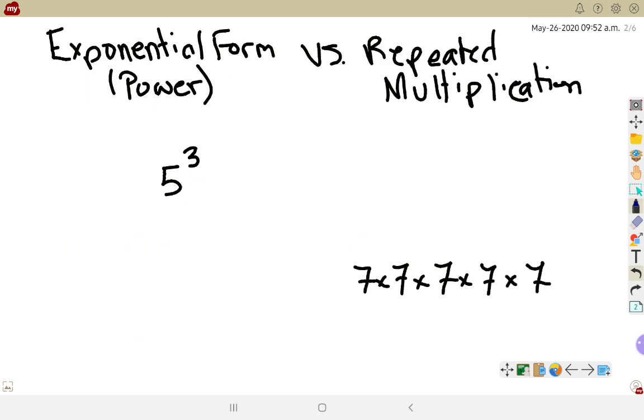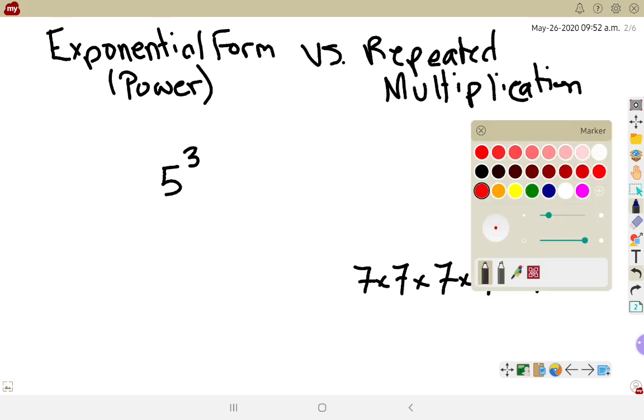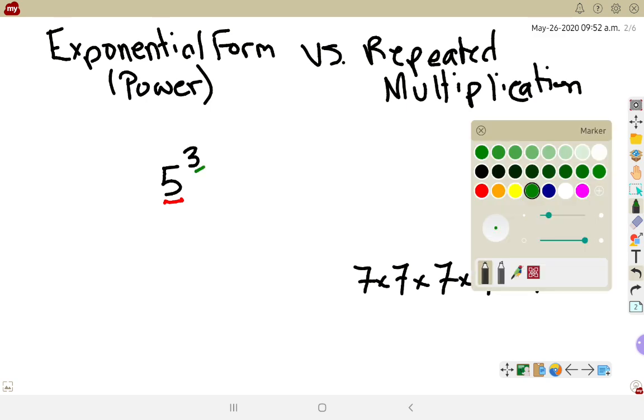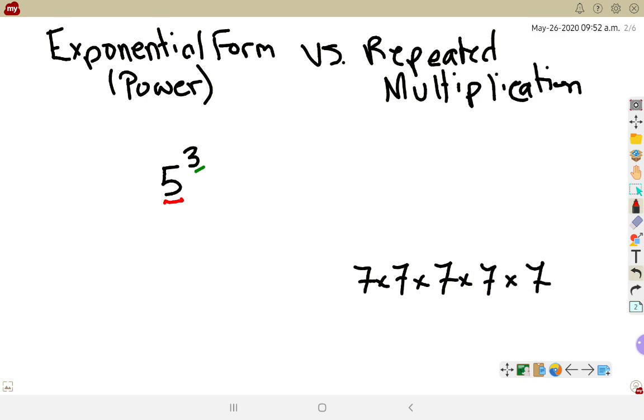So when we're talking about exponential form, here I've got that same power we had before, 5 with an exponent of 3. What that really means is this base of 5 is going to be multiplying itself, and it's going to repeat itself 3 times. When I write it out, it would be the same thing as 5 times 5 times 5. So there are 3 5s that are multiplying themselves.